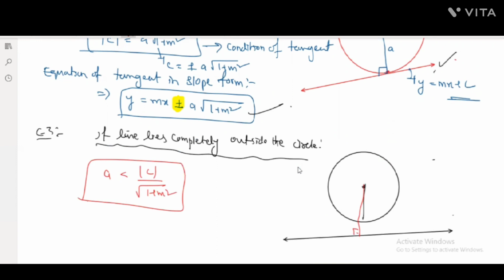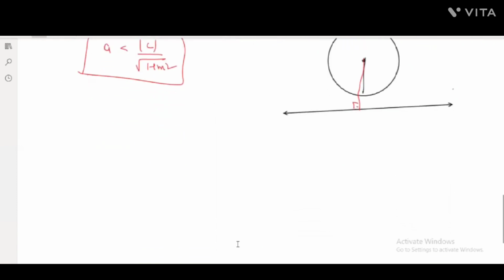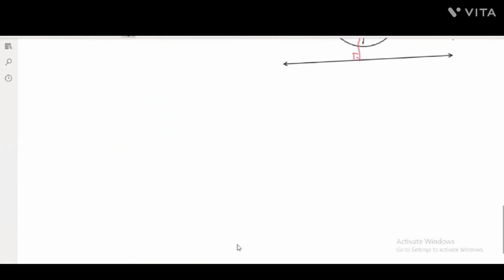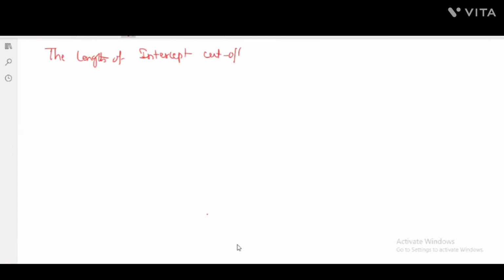So this is the first topic for the day. Next we can discuss the length of intercept cut off from a line by a circle. So let's discuss the length of intercept cut off from a line by a circle. This is another topic we are going to discuss now.